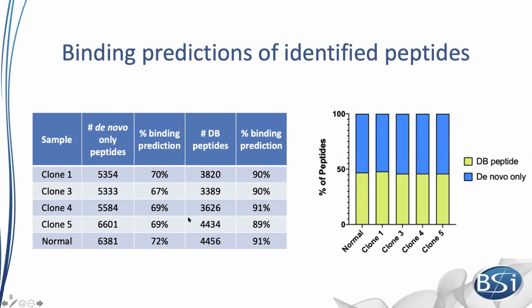And in comparison, here are the number of peptides for each sample that were identified in the database search, with a slightly higher percent of binding prediction, around 90%. And on the right side here, as you can see, of those peptides predicted to bind HLA proteins, over 50% of them were not identified in the database search and fall into the de novo only category. So further emphasizing the fact that de novo sequencing is necessary in order to uncover such peptides.